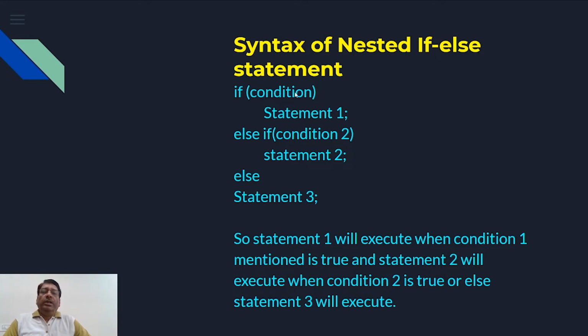So if the first condition is true, it will execute statement 1. If the first condition is false, it will check the second condition. If it is true, it will execute statement 2. If the second condition is also false, then only it will execute statement 3. So how are we going to perform this? Let's try to do some programs on this particular concept.